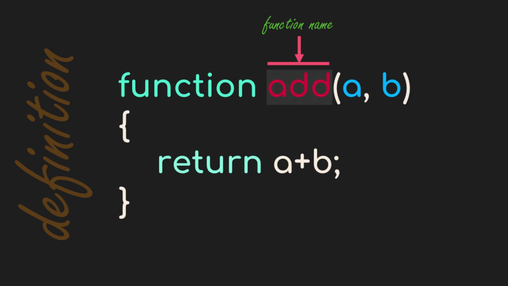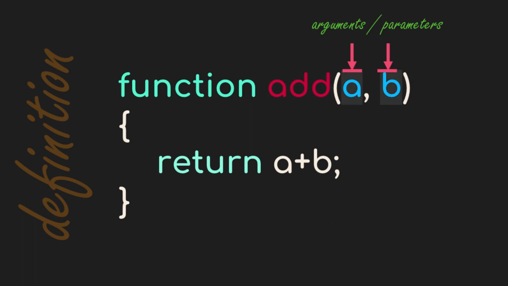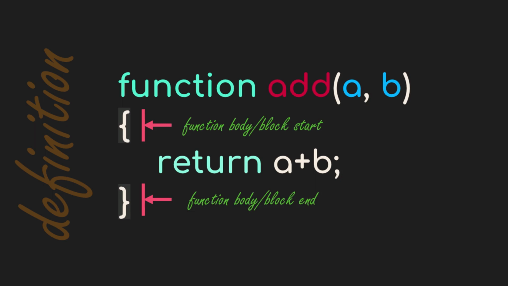Coming back to the function definition, next to the function name we have the round brackets, or what is commonly referred to as parentheses. The parenthesis can be empty. It can also contain one or more arguments. The arguments that are passed to the function are also called parameters. In this example, a and b are the parameters. Each parameter in the function argument list is separated using a comma. The body of the function is enclosed within a pair of curly braces. A function body contains 0 or more lines of code. The function body is also called the function block.